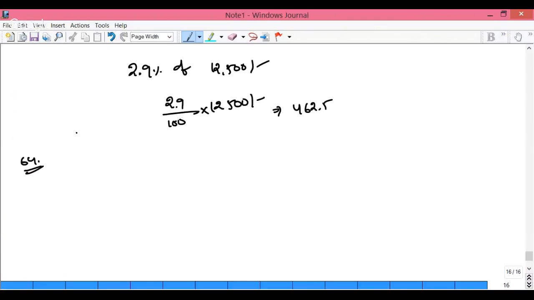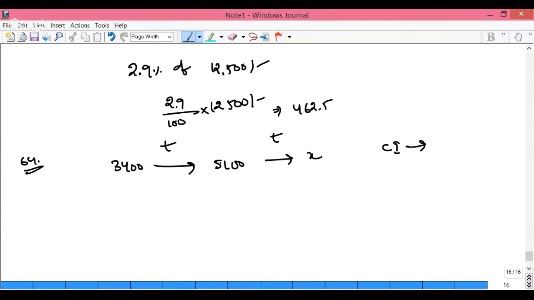64th question. An amount deposited on compound interest becomes 3,400 after 3 years and 5,100 after 4 years. Find the amount after 5 years. Let it be x. Now, remember that compound interest increases proportionally, provided that the time is constant.